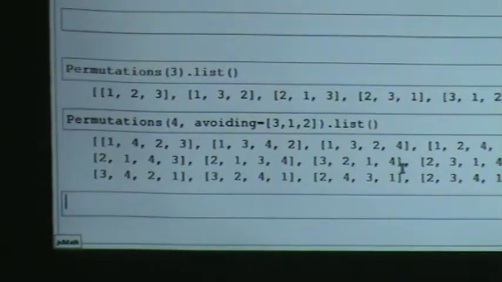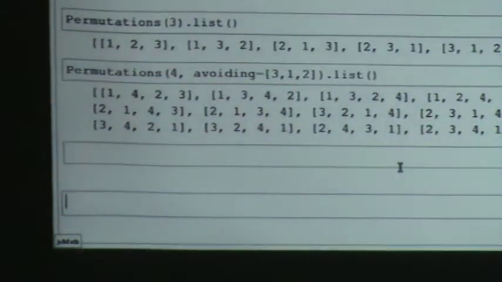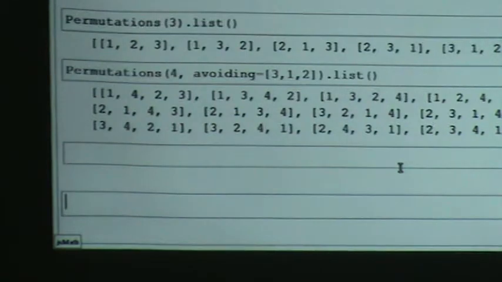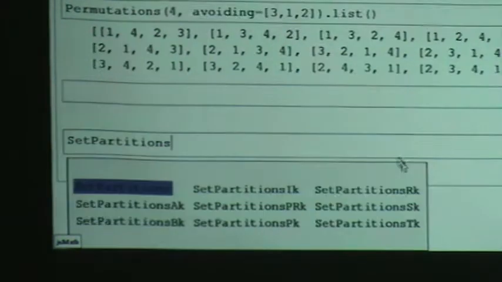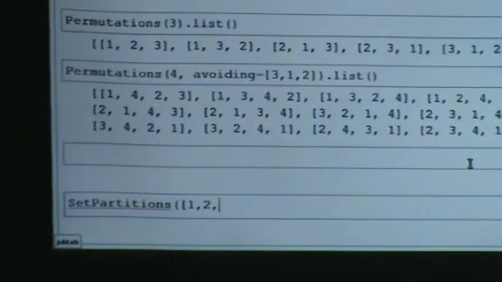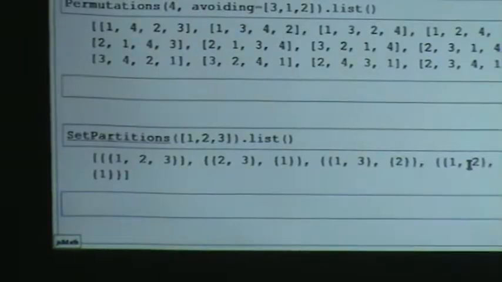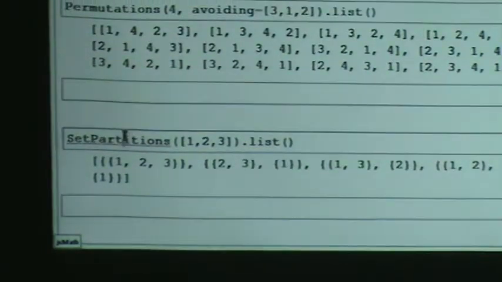Other combinatorial classes we have in Sage are set partitions. So I can ask for all the set partitions of, say, 1, 2, 3, and that gives all the set partitions. Excuse me, do you have tab completion or do you just type fast? Tab completion. Yeah, cool.